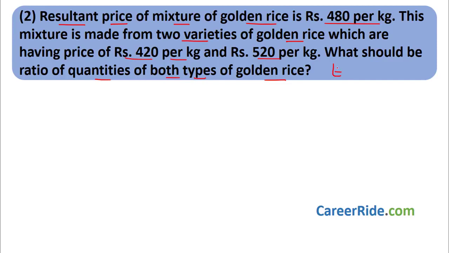Now again, easy, we just have to use our trick: the cheap quantity, the costly quantity, the average one, subtract, and here also subtract, and we get the ratio. Okay, now let us see.